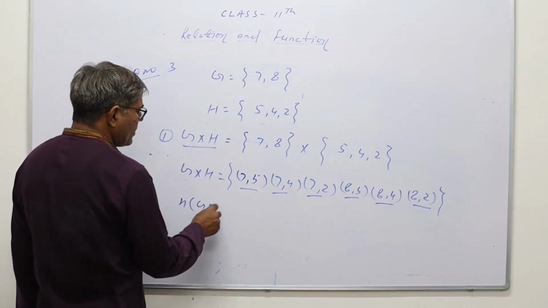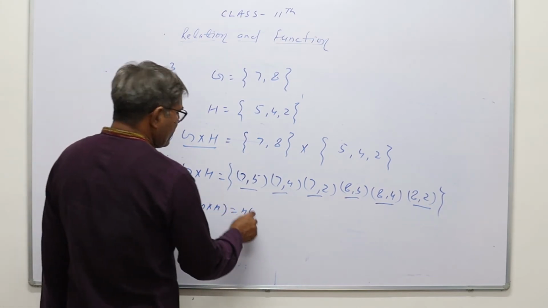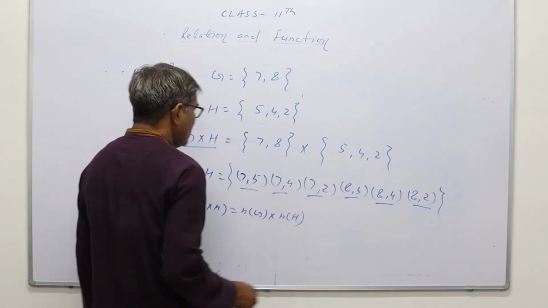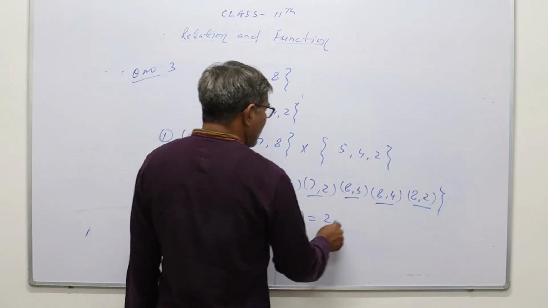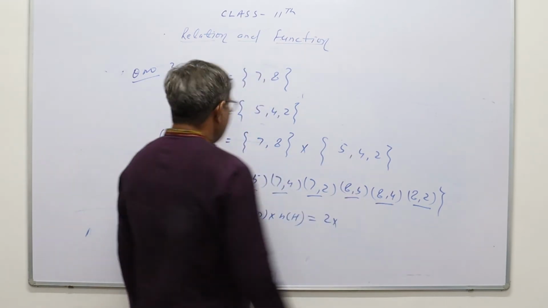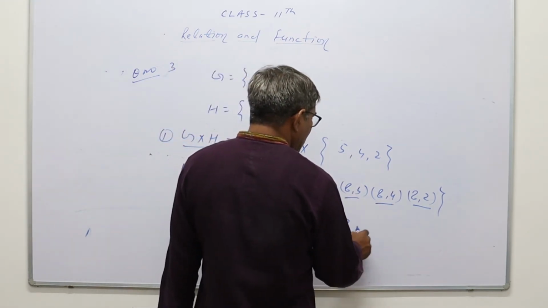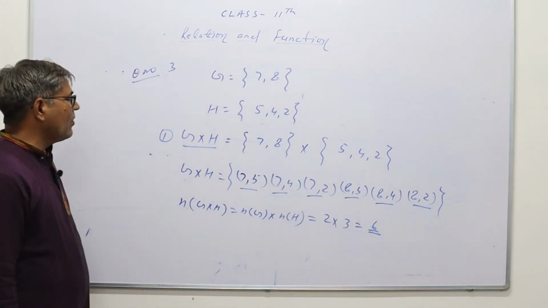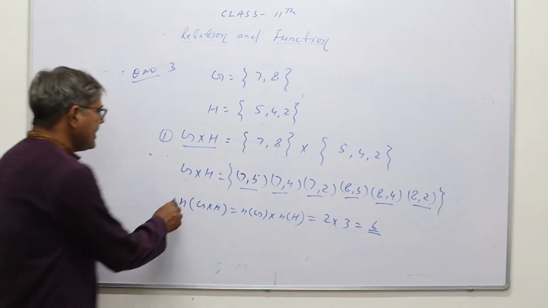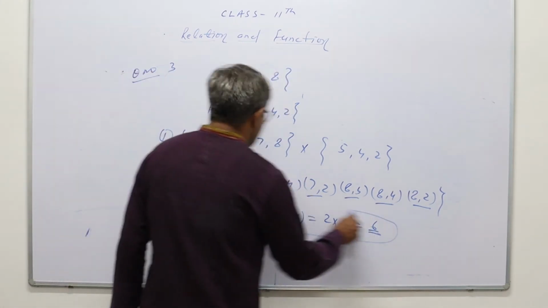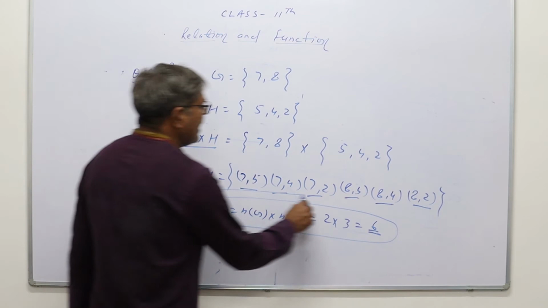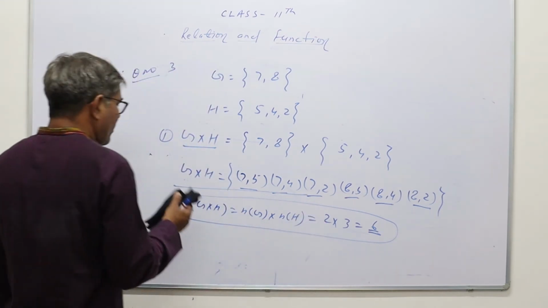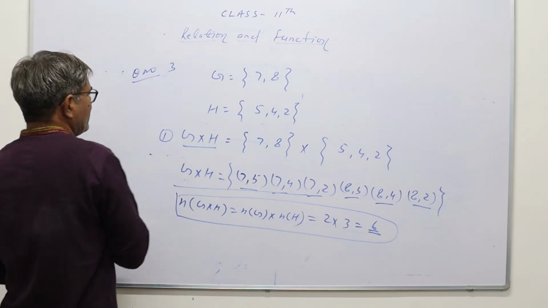and you can verify that the number of elements in G cross H will be equal to the number of elements in G into the number of elements in H. So the number of elements in G are 2 and the number of elements in H are 3. So 3 into 2, that is 6. So the total number of elements in G cross H are 6. This was the additional question to this. You have to solve only up to this, and if you are asked the number of elements in G cross H, then you can find it in this way.